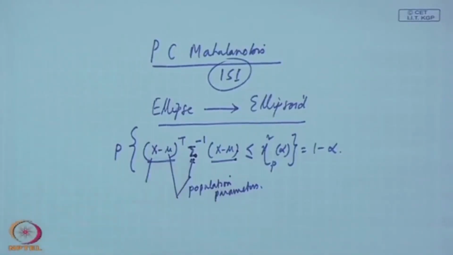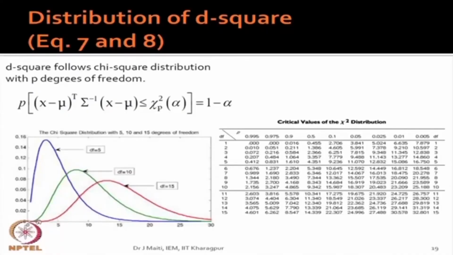And your chi-square distribution will be of different types. The shape of the chi-square distribution can be like this, can be like this, can be like this, depending on the degrees of freedom. And you all know how to read the chi-square distribution table: degrees of freedom is on one side, and on the other side the probability values.